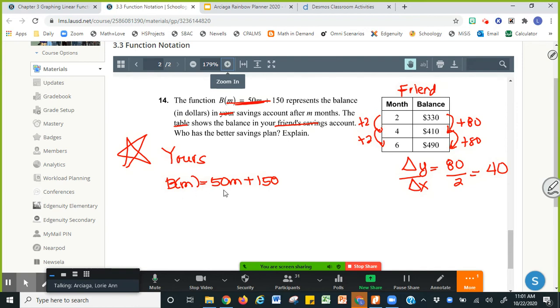Very good. 50. So this is the initial amount and this is per month, right? You're saving 50 per month. Good. Now what about your friend? Can you tell me how much your friend initially had before saving $40 every month?